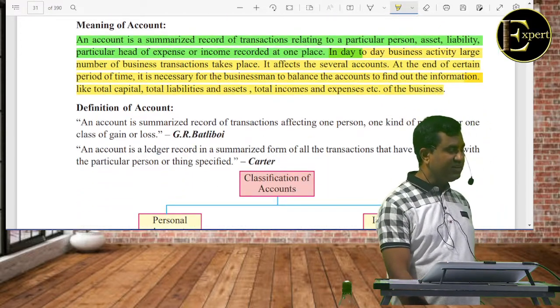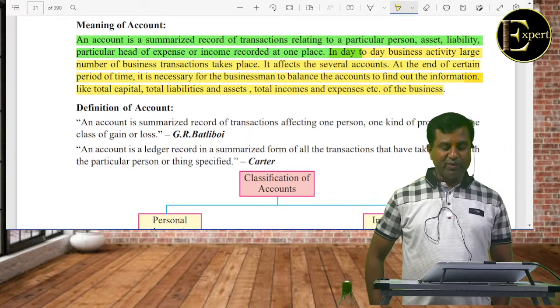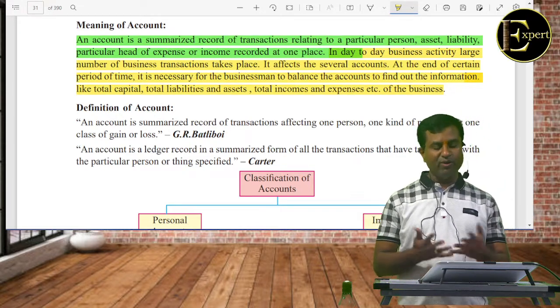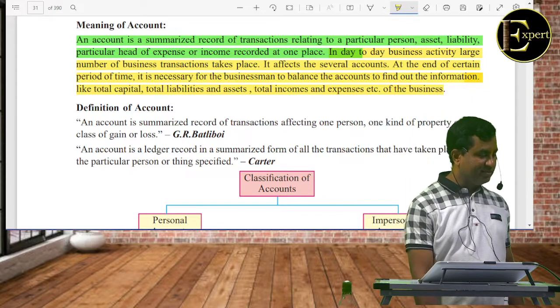Different definitions are given here. An account is the summarized record of transactions affecting one person, kind of property, or one class of gain or loss. So that is the basic definition we took in the beginning. That is the perfect definition.